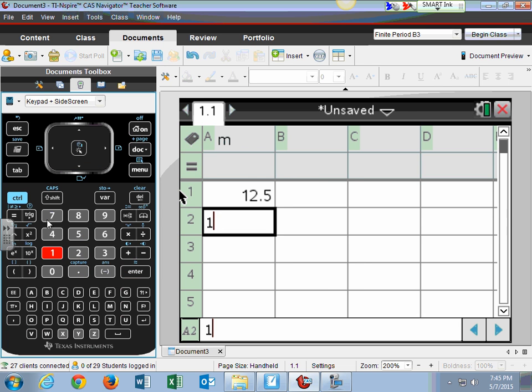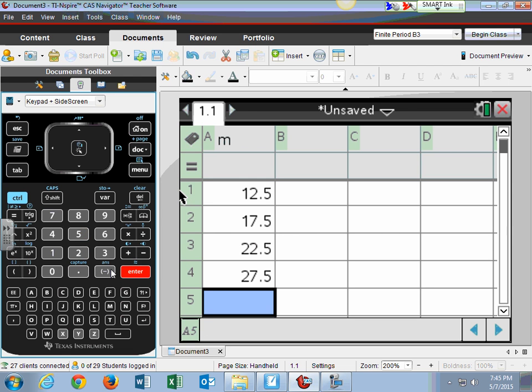my 17.5. Now again, if the numbers get really big in your homework, this is when it's helpful. 22.5, 27.5, 32.5, and by the way, this is for an Inspire. I'm sure you figured that out. 37.5. Wish I could type faster. 42.5 and 47.5.